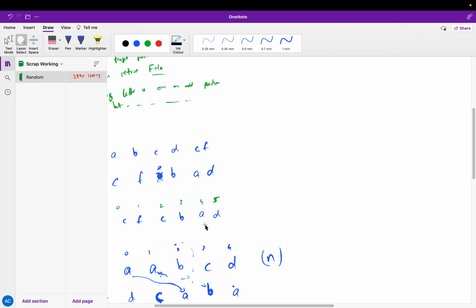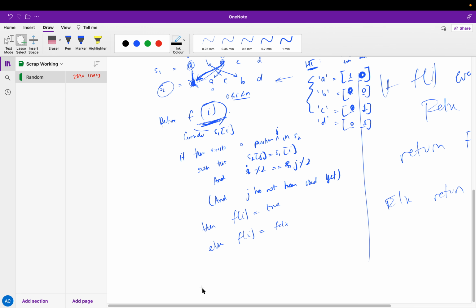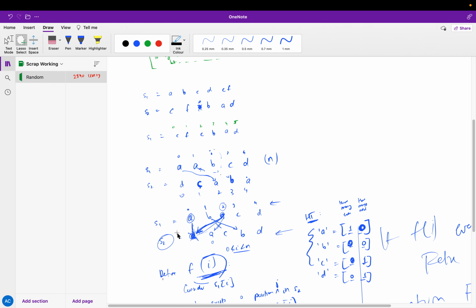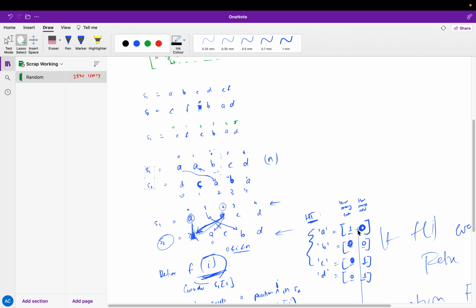Maybe contradiction. Suppose there exists a set of strings s1, s2 such that f(i) returns true all the time, and yet somehow the transformation isn't possible. Maybe contrapositive? Suppose that, wait, what am I trying to prove? I'm trying to prove that f(i) returns true for all i. That proves that, yeah, probably is what it is actually.